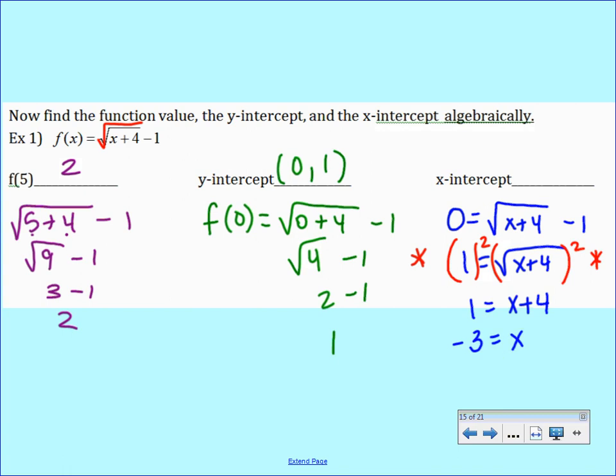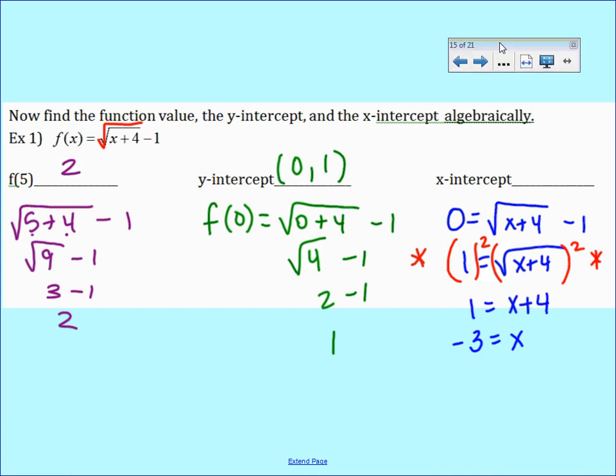Cool? All right. Now I put a star next to that step of squaring both sides, because when you square both sides of an equation, there's something extra we have to do. Anybody remember what it is? Check for extraneous solutions. This only happens when you square both sides. Okay? It's only when you square both sides that this is an issue.